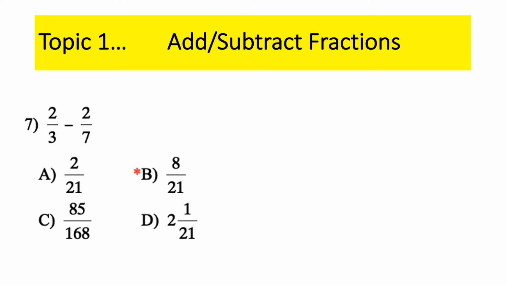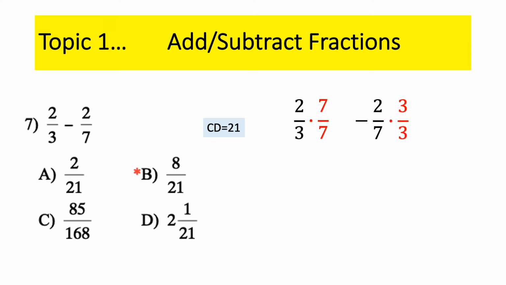What changes when we do subtraction? Nothing. Same process. Step 1, common denominators. 3 and 7. 3, 6, 9, 12, 15, 18, 21. 21 is the common denominator. Both fractions. What times 3 is 21? That's 7. What times 7 is 21? That would be 3.